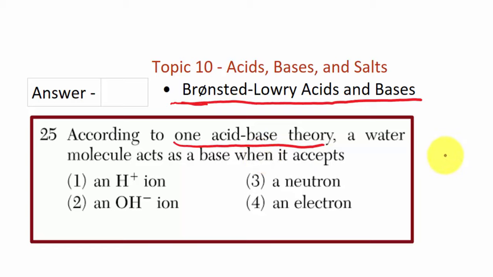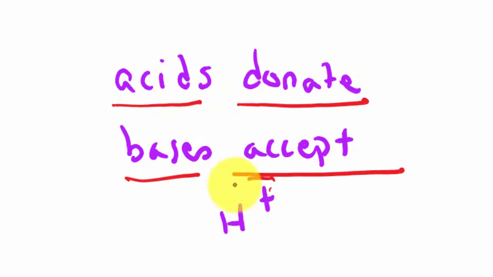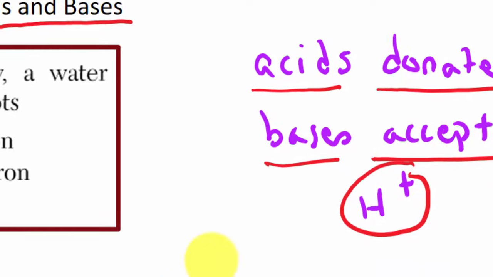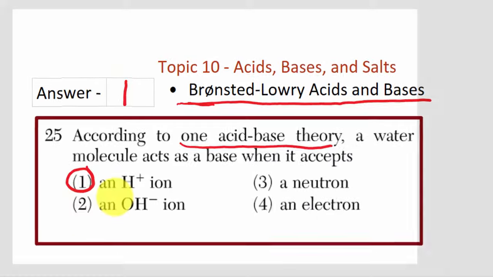What you need to remember about the Bronsted-Lowry acid-base theory is really quite simple. Acids are considered donators and bases are considered acceptors of hydrogen ions. So the answer to this question is number 1. Bases are the acceptors of hydrogen ions, acids are the donators.